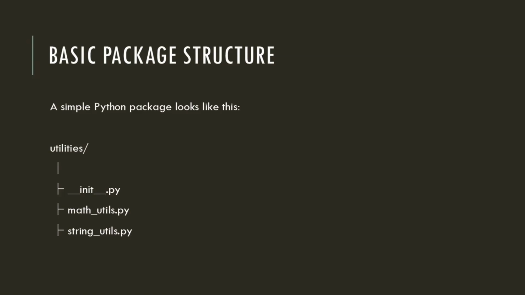For example, let us take the example of a utilities package with the math_utils.py and string_utils.py modules within, and the folder should also contain an __init__.py file. Here utilities is the package name, __init__.py tells Python this folder is a package, math_utils.py is a module, and string_utils.py is another module. Even an empty __init__.py file makes a folder a package.